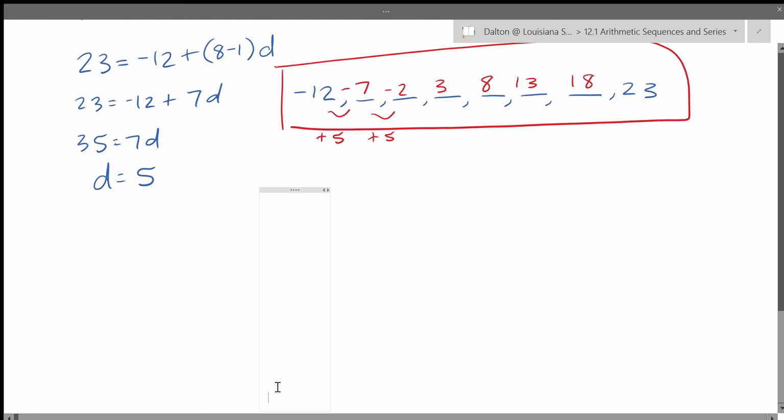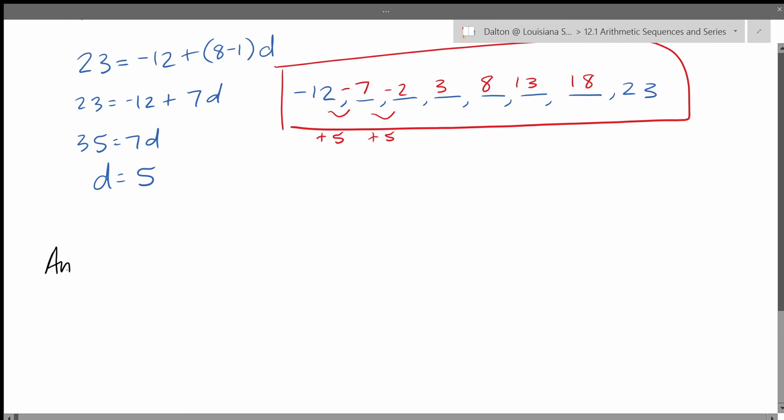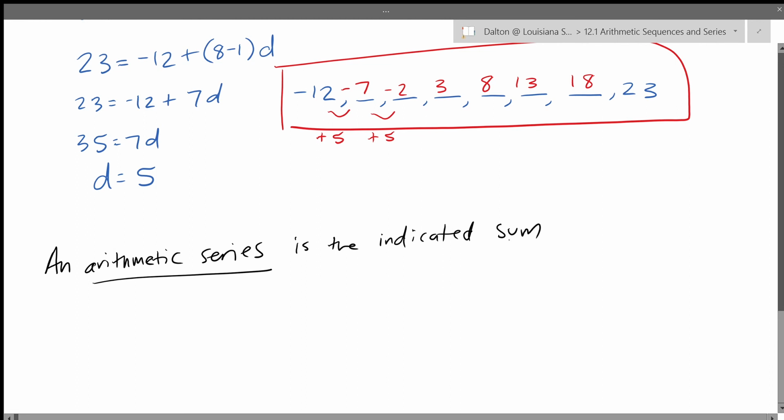That dealt with sequences. The next part is about a series. An arithmetic series is the indicated sum of the terms of an arithmetic sequence. So, very, very simple definition.